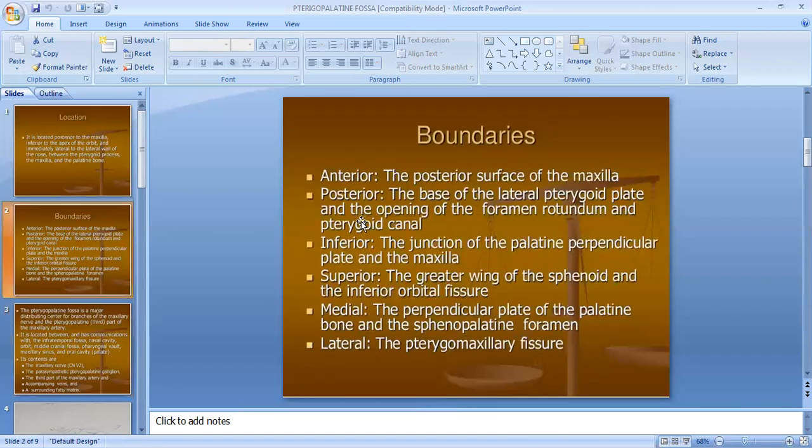The boundaries of the pterygopalatine fossa are: anteriorly, the posterior surface of the maxilla; posteriorly, the base of the lateral pterygoid plate and the opening of the foramen rotundum and pterygoid canal. Inferiorly, the junction of the palatine perpendicular plate and the maxilla. Superiorly, the greater wing of the sphenoid and the inferior orbital fissure. Medially, the perpendicular plate of the palatine bone and the sphenopalatine foramen. Laterally, the pterygomaxillary fissure.